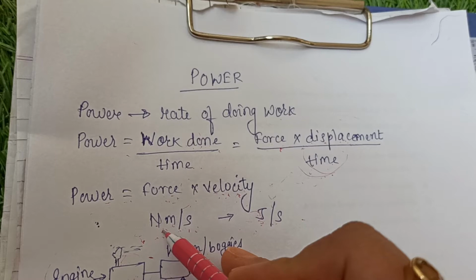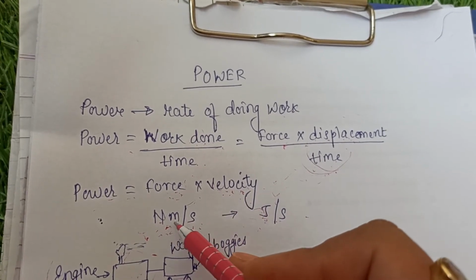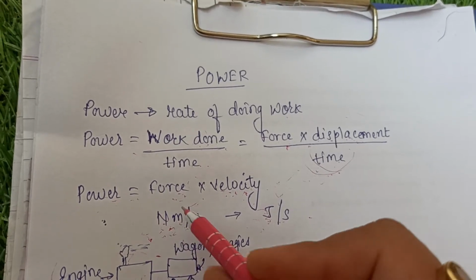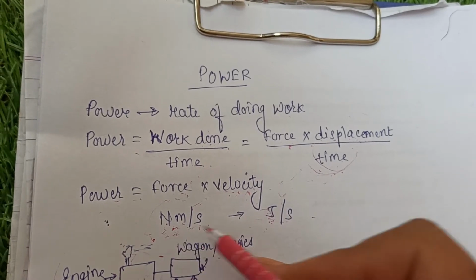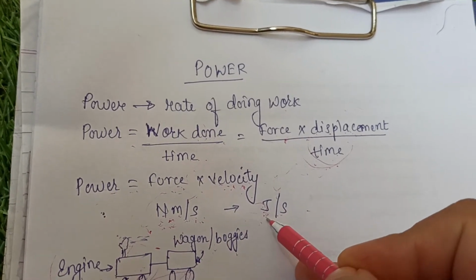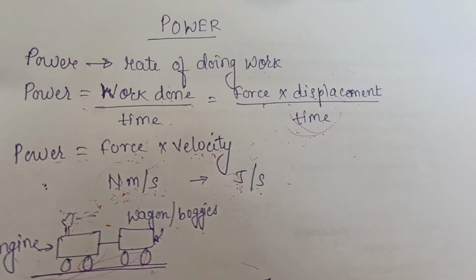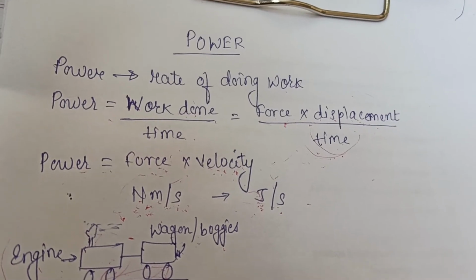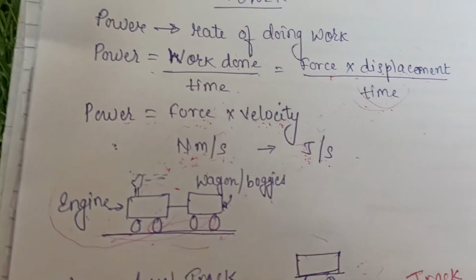Now coming to the unit of power, force will have a unit of newtons and velocity will have a unit of meter per second. So power will have the unit newton meter per second. Now this newton meter per second is nothing but equal to joule, so power can be expressed in terms of joule per second. So there are two ways in which we can define power. One is power is the rate of doing work or work done per unit time, and secondly it is the product of force multiplied by velocity.